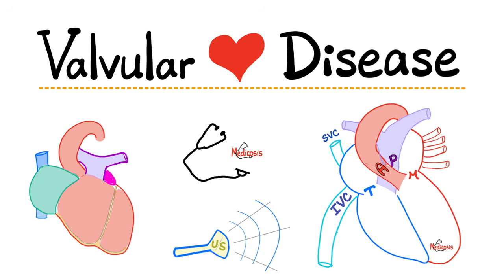As for today, we shall start a new series on valvular heart diseases, such as aortic stenosis, aortic regurgitation, pulmonic stenosis, pulmonic regurgitation, mitral stenosis, mitral regurgitation, tricuspid stenosis, and tricuspid valve regurgitation.